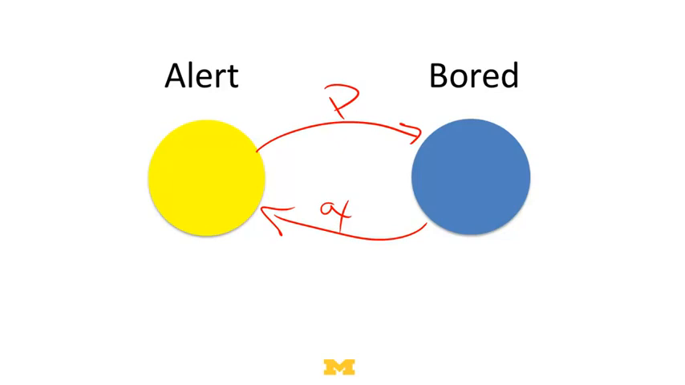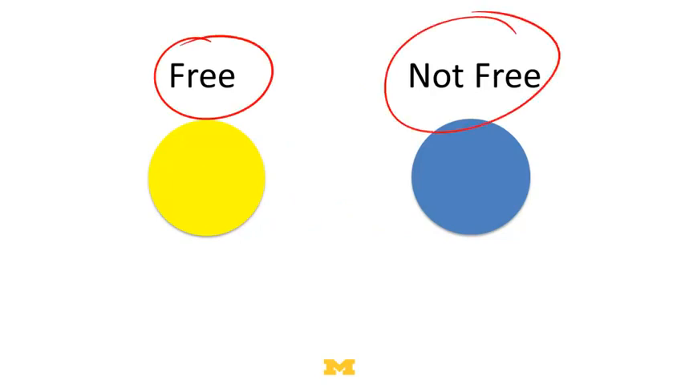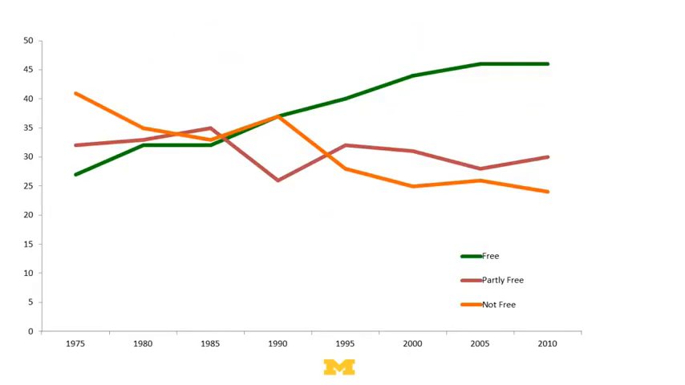Now, alert and bored students don't seem maybe that important, so let's do something more relevant. Let's talk about countries being free or not free. So those are the two states. A country can be free, a country can be not free. Then what we can do is we can look at data and ask, well, what's the probability that a state moves from free to not free? And what's the probability that a state moves from not free to free? That'll also be a Markov process.